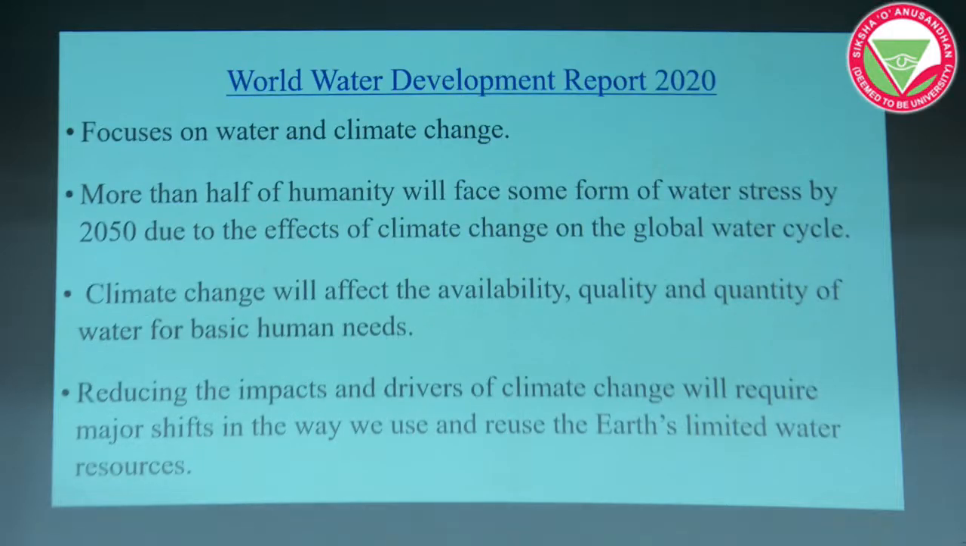Now, another very important thing that Krishnan Sahab already mentioned: the World Water Development Report 2020 mentions that in 2050, more than half of the population in the global region will be suffering some water stress. And also climate change will determine availability, quality, and quantity. So there is a need to rethink how to use this water judiciously.